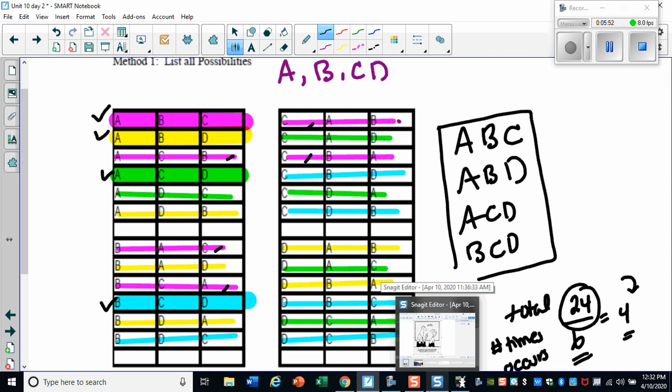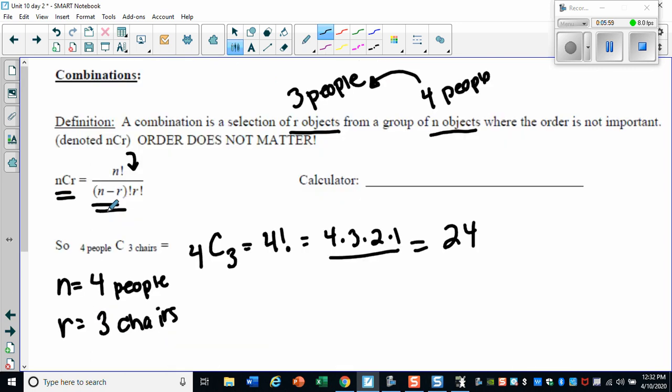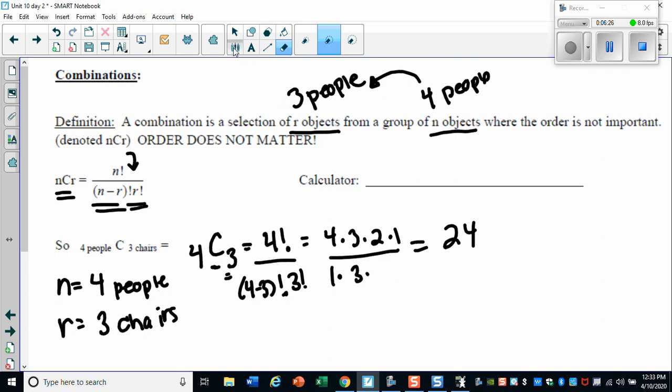Then the denominator is the same as your permutations, n minus r. Okay, so I think of it as subtracting right here. So 4 minus 3 factorial, all times r factorial. So in this case, it's going to be 3 factorial. So 4 minus 3 is 1, so 1 factorial is just 1, and then 3 factorial is 3 times 2 times 1. Notice those are crossing each other out, so 24 divided by 6 equals 4. So this is basically getting rid of all the repeats, okay?